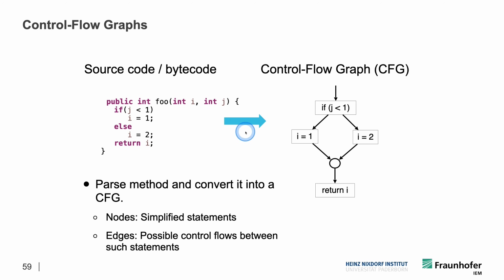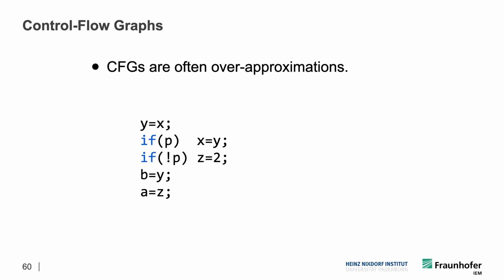In general, the idea is that we always parse such a method and convert it into a control flow graph. And in such a graph, the individual nodes are simplified statements. They're simplified in the sense that they are not complex statements, so they cannot be compound statements in particular. Every single node contains a single primitive statement only, that only performs a single operation. That's something that this transformation must ensure. Then these edges encode possible control flows between such statements. Why do I say possible control flows?